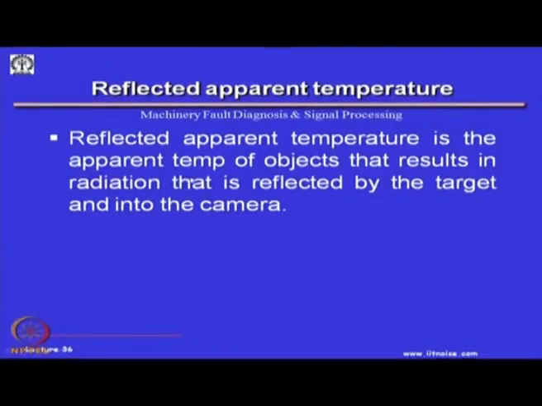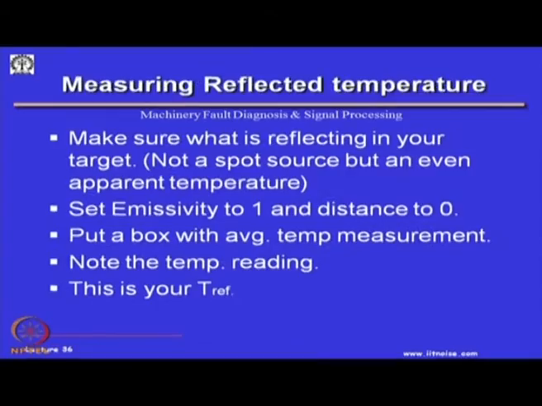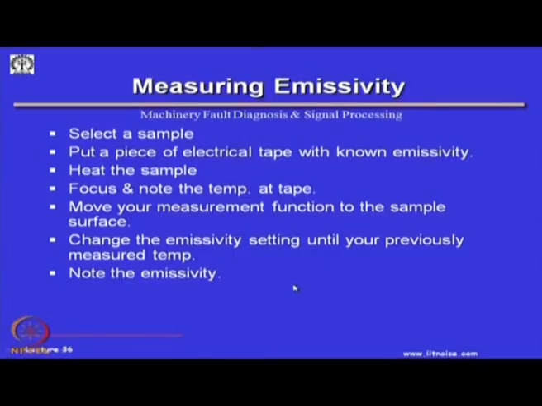So, the reflected temperature is a problem while doing IR measurements. Reflected apparent temperature is the apparent temperature of an object that results in radiation that is reflected by the target into the camera. To avoid reflections, we should not be right in front of the camera and we should be a little away from it. So, make sure that what is reflecting in your target is not a spot source, but an even apparent temperature. Set emissivity to 1, and then you can find out the average temperature.